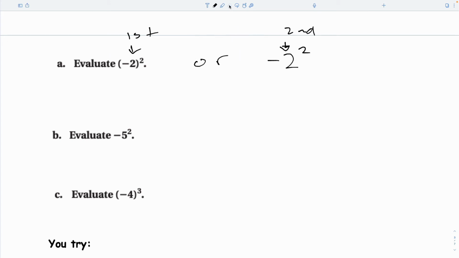Daniel. The parentheses is around A, right? And this is a huge difference. When you have exponents, you need to look at parentheses. When I have negative 2 to the second, this is like writing negative 2 times negative 2.